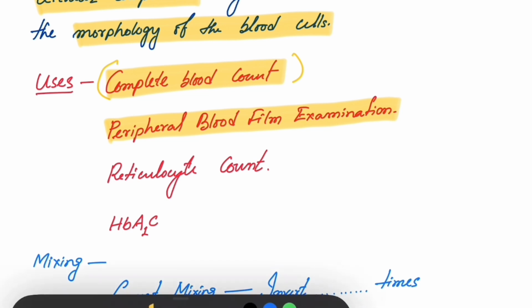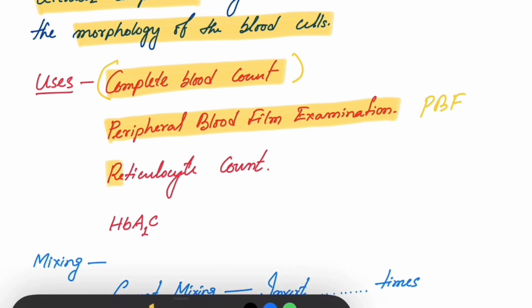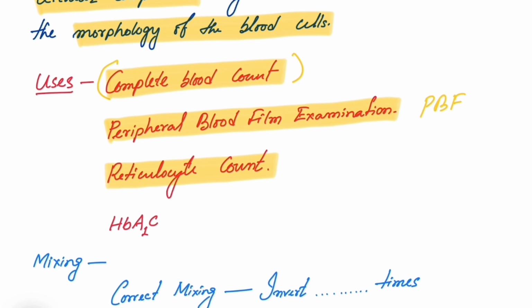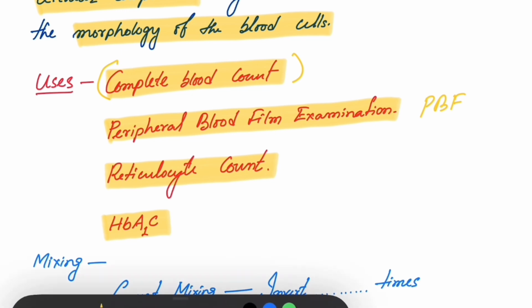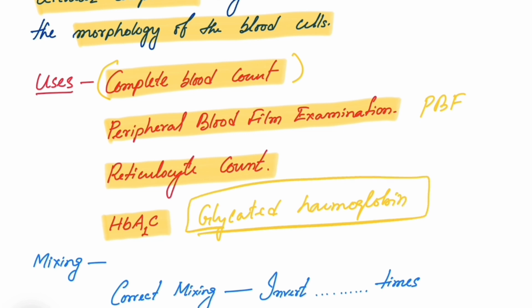In short, we can say it as PBF. If you are going to perform a retics count, that is reticulocyte count, you need to use the lavender vacutainer. If you are going to perform HbA1c, which is also known as glycated hemoglobin, this test is done for a person with diabetes.